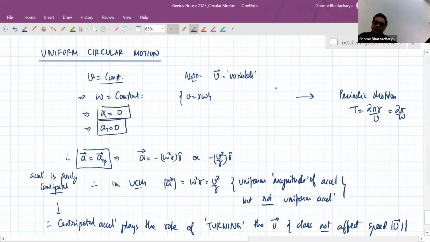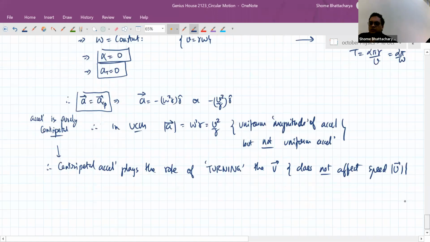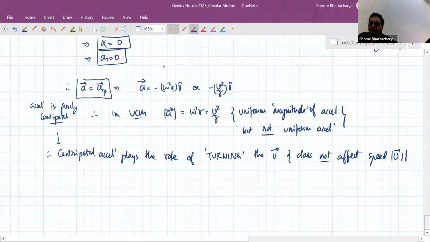So that is, for example, something we'll study in the gravitation chapter. And again, there this concept of centripetal acceleration will become very important. So this is about the uniform circular motion. Okay.